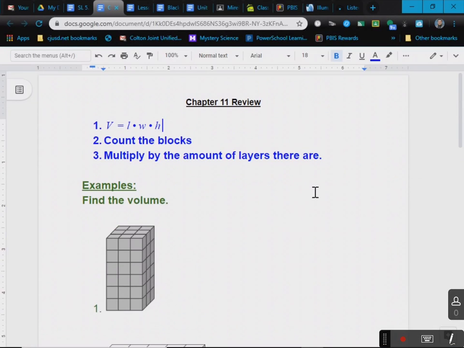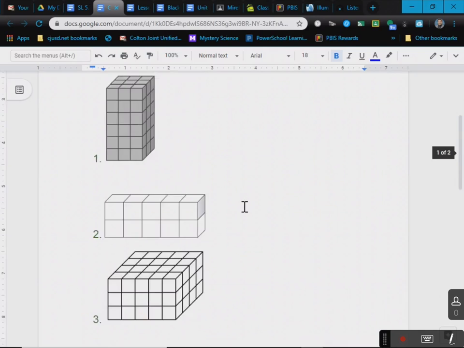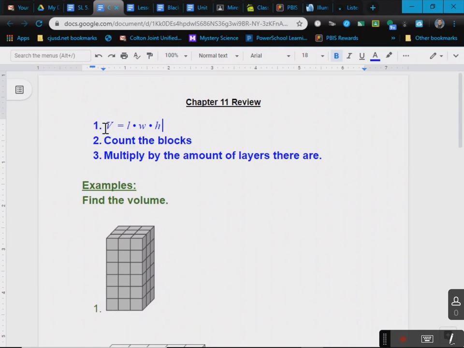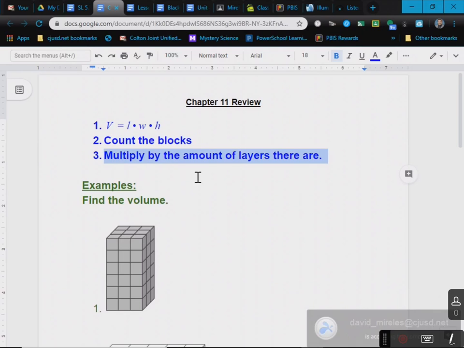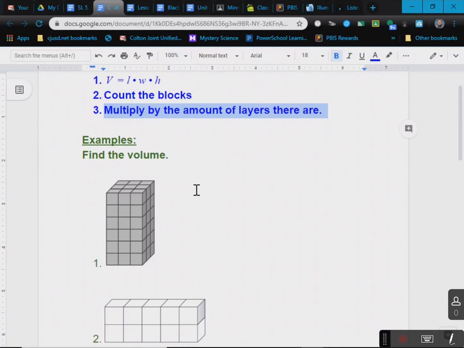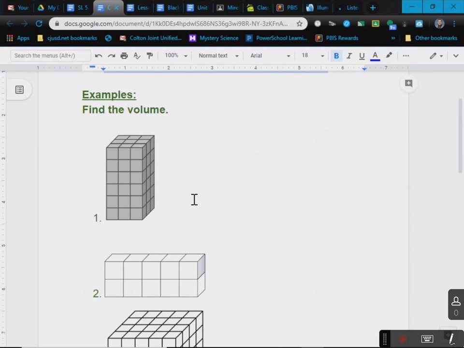This is going to be a review on things that we learned and also things that you're going to see on the benchmark. So we got 5 examples, and they're all going to be something that you're going to see on the benchmark. So just remember, volume equals length times width times height. You want to count the blocks, and then you want to multiply by the amount of layers there are. I'll show you both different ways, but you're going to be finding the volume for all these, and they don't give you the length, the width, or the height. So what you want to do is count.